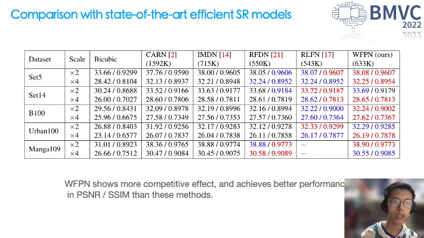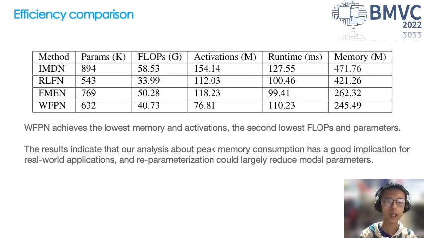This is the comparison with the state-of-the-art efficient SR models. We found that WFPN shows more competitive effect and achieves better performance. Here is the table of efficiency comparison. This table shows that WFPN achieves the lowest memory and activations, and the second lowest FLOPs and parameters. The results indicate that our analysis of peak memory consumption has a good implication for real-world applications, and the reparameterization could largely reduce parameters.